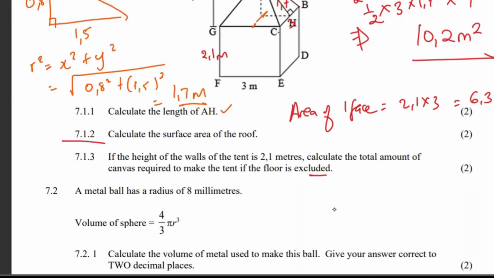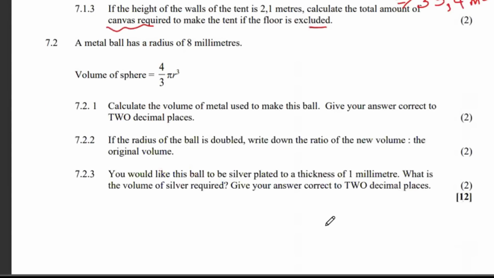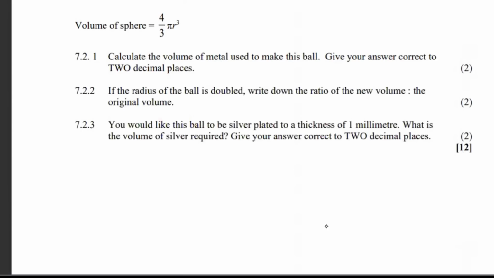But since we're talking of 4 faces, it's going to be 6,3 multiplied by 4. 6,3 times 4, I'm getting 25,2. And then we must plus the 10,2. So that should give us 35,4 meters squared. This is how much cloth or how much canvas will be required to cover the roof as well as the sides.